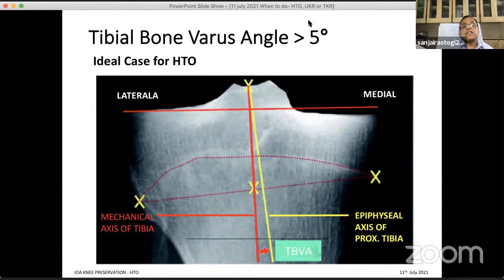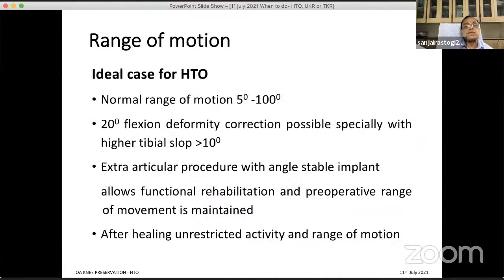degrees, is in favor of STO, and this is measured by taking a mechanical axis line in red, taking an epiphyseal scar and epiphyseal axis in yellow, and if the angle is more than 5 degrees, it's an indication for STO. The unfortunate part is it is quite common in Asians, but the good news is that they respond very well to high tibial osteotomy.